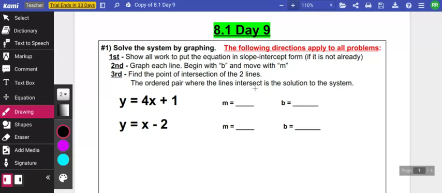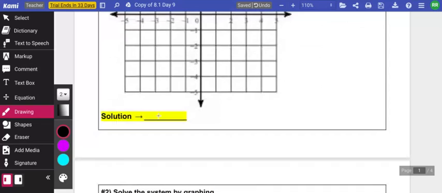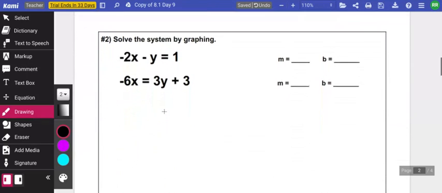We're not going to do number 1 in the video because these equations are already in slope-intercept form. And so you simply identify M, identify B, graph line 1, graph line 2, and then find the intersection of those lines. Okay, and that will be your solution. Remember, your solution is an ordered pair that consists of an x and a y value, and they're put in parentheses because parentheses go around ordered pairs. So we'll start with number 2 here.